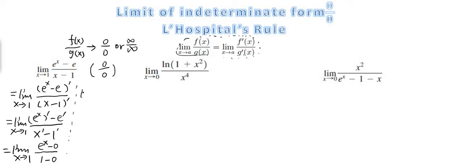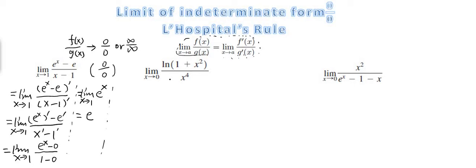Now we simplify. We have the limit as x approaches 1 of e to the power x. Plugging in 1, we get the limit is e. So that's the answer. Now let's take a look at the second example.